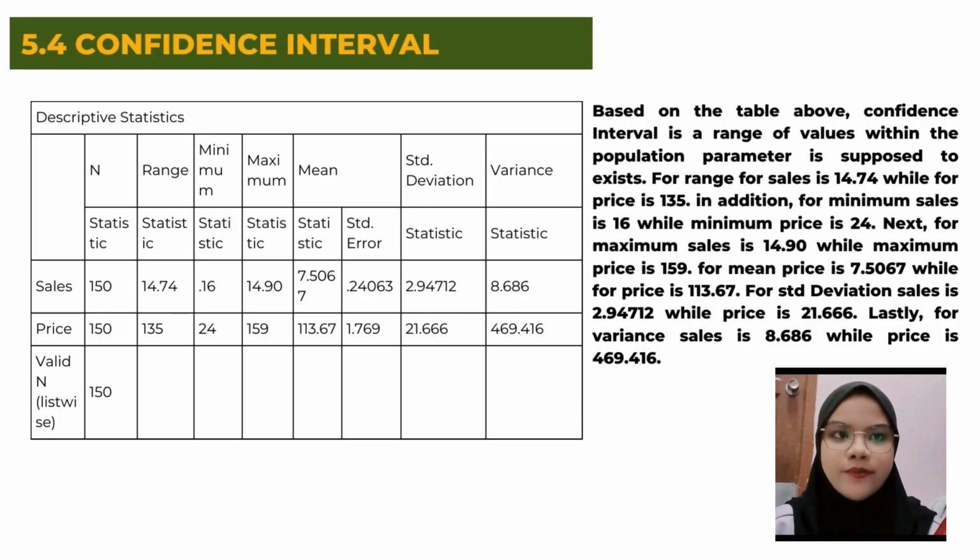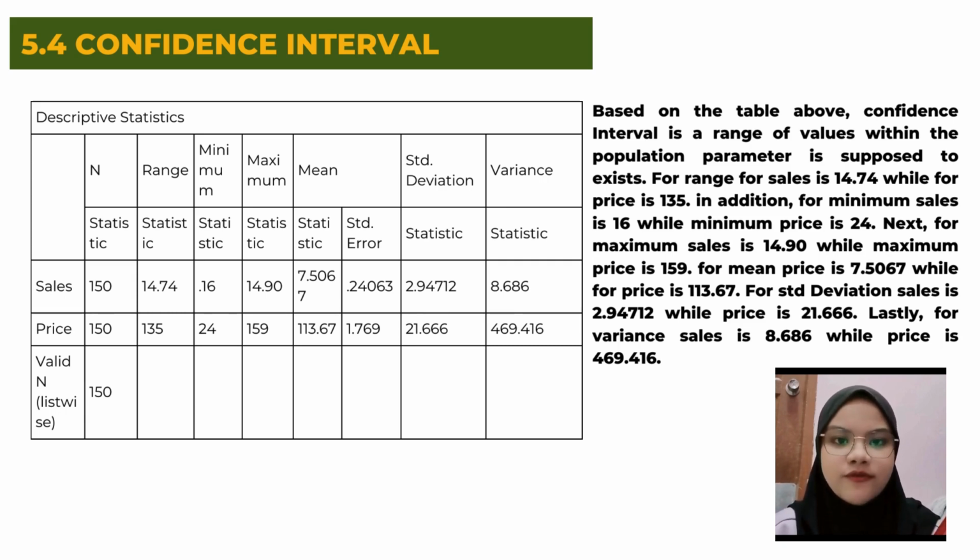Next part, 5.4 confidence interval. I use the descriptive statistics table. Based on the table above, a confidence interval is a range of values within which the population parameter is supposed to exist. The range for sale is 40.74, and for price is 134. The minimum sale is 16, with minimum price 24. Next, the maximum sale is 40.90, where the maximum price is 159.